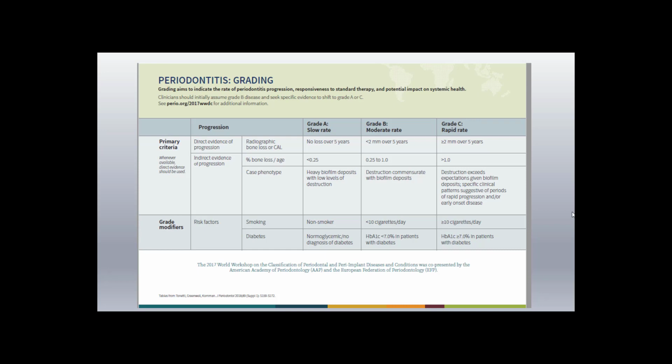A grade C periodontitis patient is one that we see the destruction happening at a more rapid rate. So they have had greater than or equal to 2 millimeters of bone loss over the last 5 years, or they smoke more than a half pack a day, or they're diabetic patients whose A1C is greater than 7%. So any patient who is smoking more than a half pack a day or has uncontrolled diabetes is automatically going to be considered a grade C. Their periodontitis is going to progress much more rapidly than a patient that does not have these modifiable risk factors.